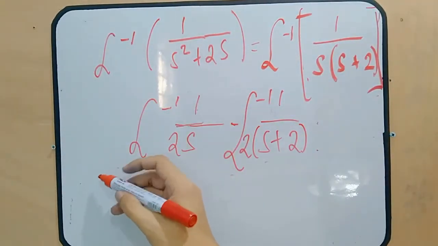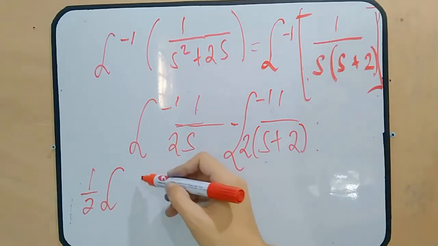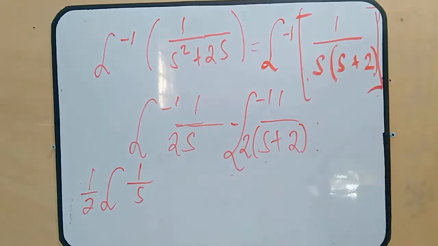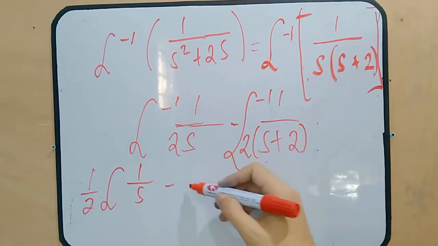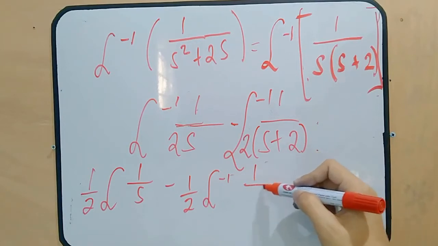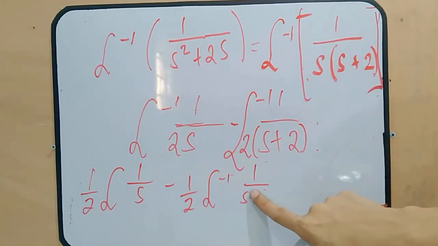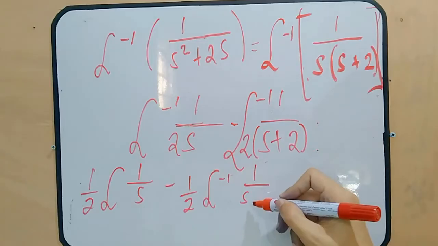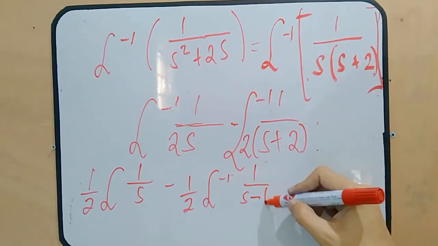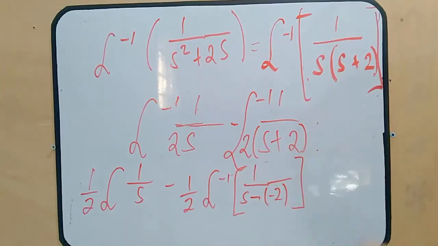So, 1/2 the inverse Laplace transform of, you have your 1 all over s. Then, sa right side, you have your minus 1/2 the inverse Laplace transform of 1 all over s plus 2. So, from our formula table, guys, wala tayong s plus 2 doon. We have here s minus a. So, this should become s minus, so since positive siya, guys, so negative 2, para magamit natin yung formula.